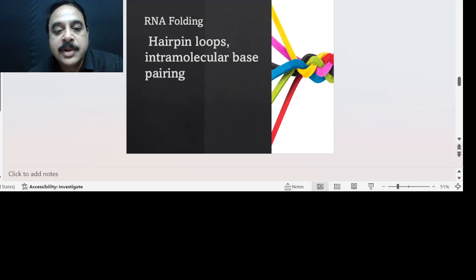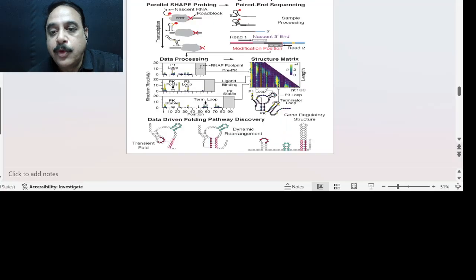Now here, whenever we use the word folding, we mean folding, hairpin loops, intramolecular bases, and a lot of them. For you to have an idea about it, this is how the processing or folding can take place. These are the different foldings that take place here. Now, why do we study protein folding or RNA folding pathways?